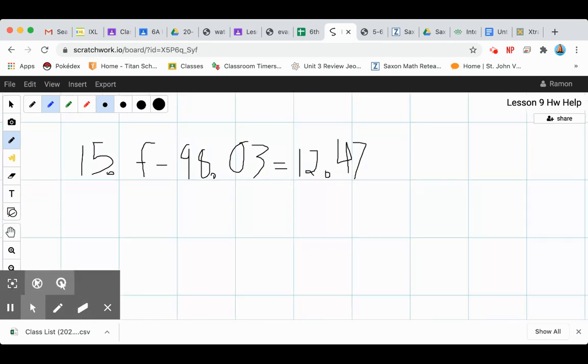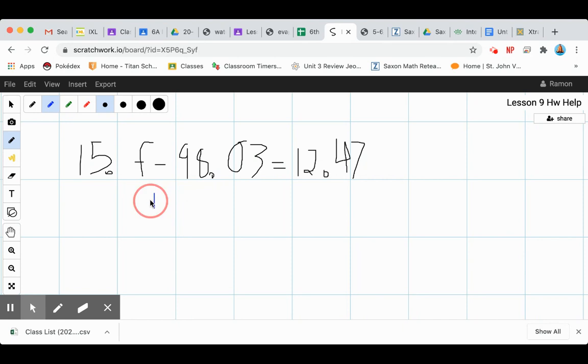Now for 15, we're subtracting. So the inverse operation here would be addition. And again, you want to be careful and make sure that everything is lined up in terms of place values, in terms of decimals, and that you just add it all up, and then that's it.